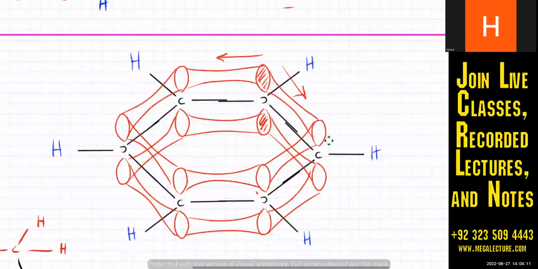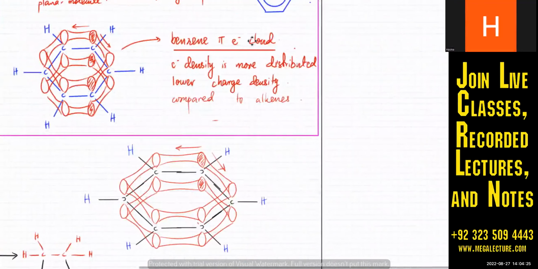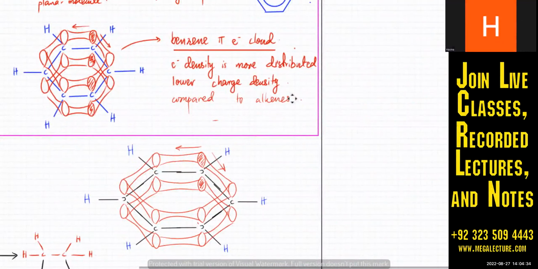Is that clear? So both things are happening at the same time, which is why its electrons are more distributed, and the charge density is lower than an alkene. So the benzene pi electron cloud's electron density is more distributed, and it has a lower charge density compared to alkenes. Is this point clear?